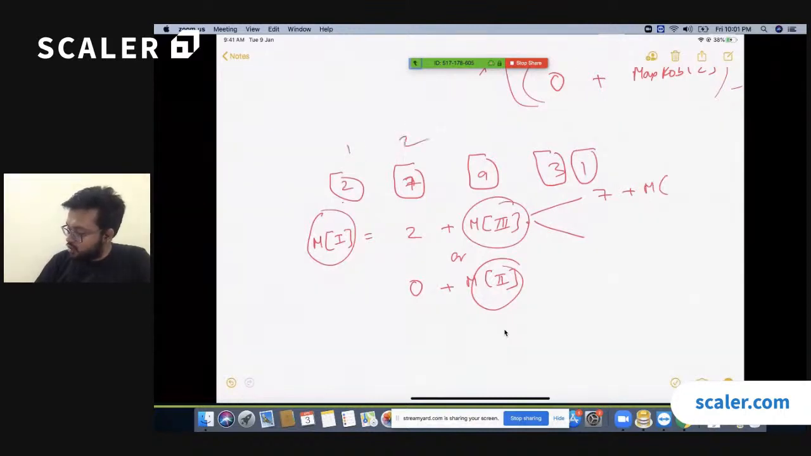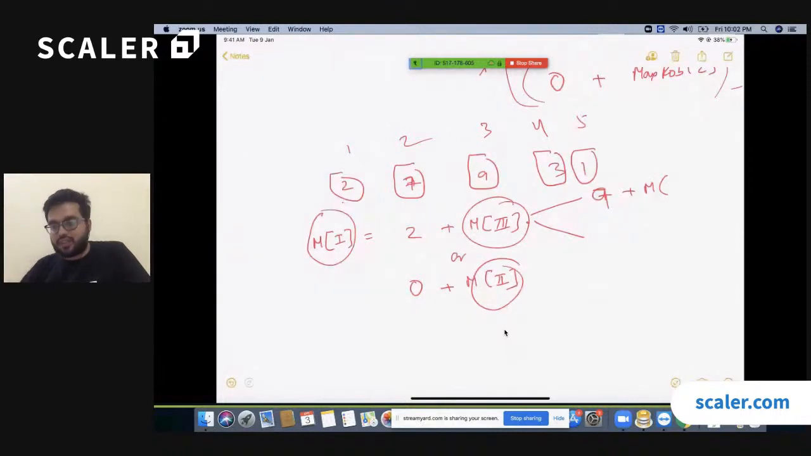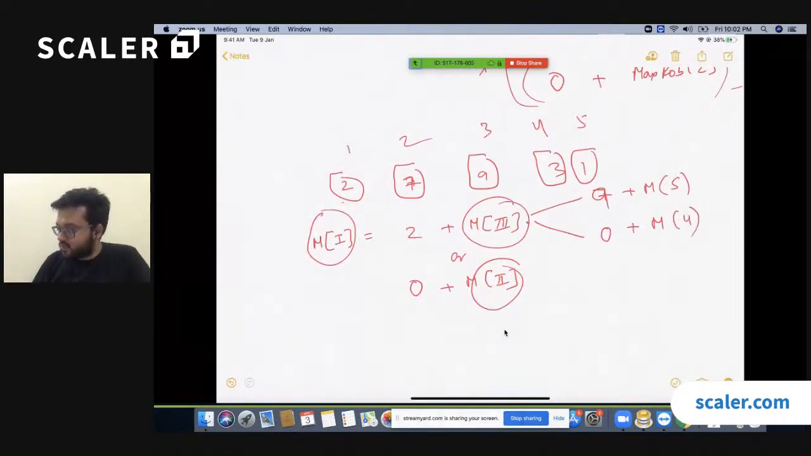This is 1, 2, 3, 4, and 5. If I rob the third house, my problem reduces. So I will get 9 coins. And my problem reduces to checking if I can rob the fifth house. So I will say plus M5. Or I can say that I will not rob the third house and my problem reduces to finding the best for M4. Similarly for M2, I will say either I can rob the second house, which will give me 7 gold coins. And if I rob the second house, I can now try robbing the fourth house. Or I can not rob the second house and try getting the answer to the third house.